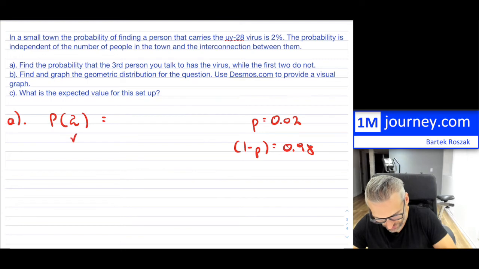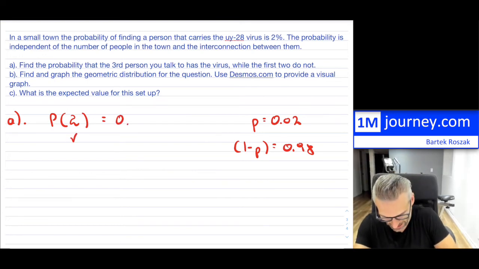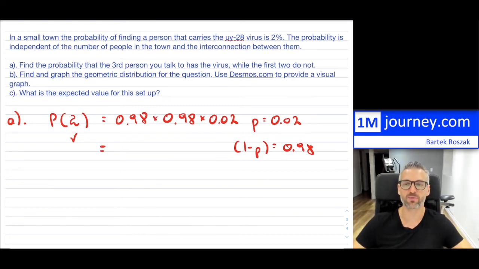So that means having 2 unsuccessful trials, or finding where the first person doesn't have the virus, the second person doesn't have the virus, but the third person does have the virus. So that would have been the probability. So what's the probability of that?